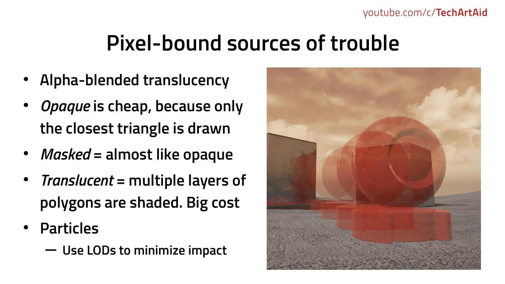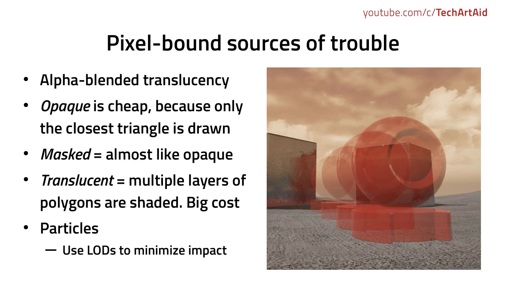The biggest common problem with shading pixels is translucency. Opaque is very cheap, because only the mesh that is closest to the camera is being rendered. While when you have a translucent object, you have to draw everything: the translucent object, the next one behind it, sometimes even the next one, and only then the rest of the scene. So it's a big cost, and of course translucent particles can be an unexpected but very heavy source of computation.